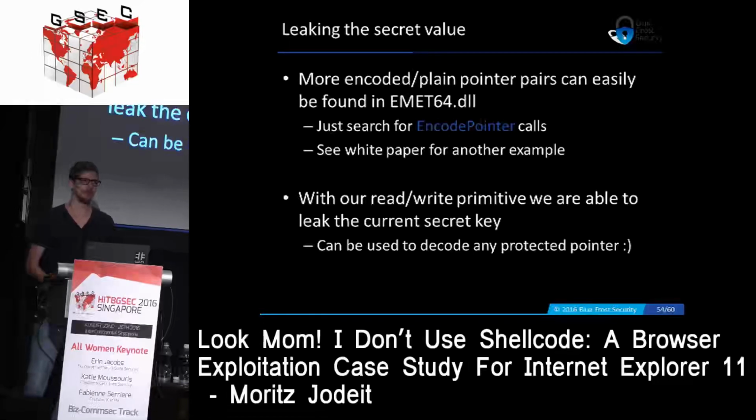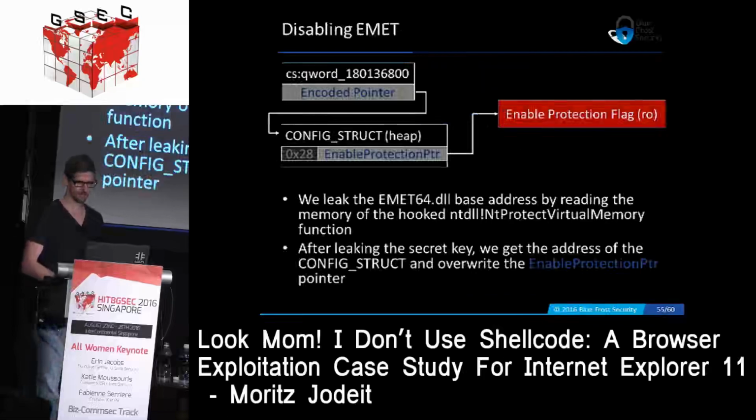So now that we are able to leak the secret value, we are able to basically deobfuscate all the pointers in memory. What we do is we first leak the emmet64 base address, which is easy because emmet is hooking many functions, such as anti-protect virtual memory, which is one of them. You just read the first few bytes of that function and then follow pointers until you find the base address. And once we found that, we leak the obfuscated pointer from the data segment.